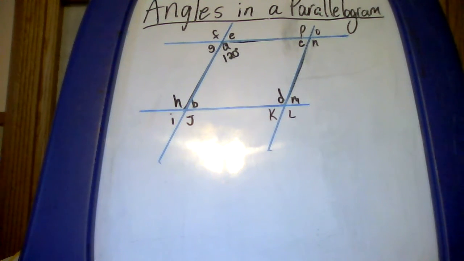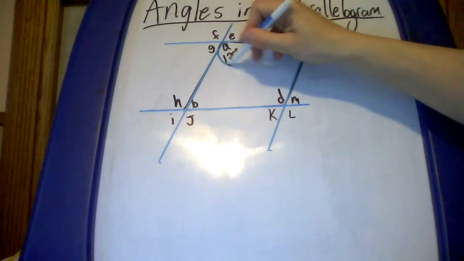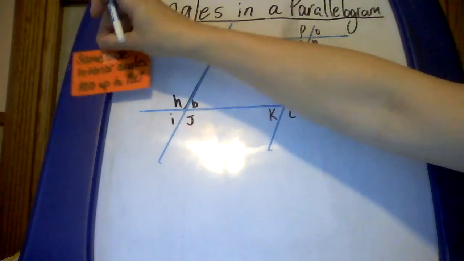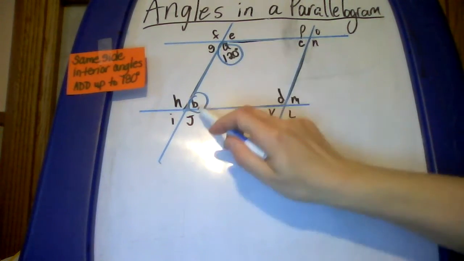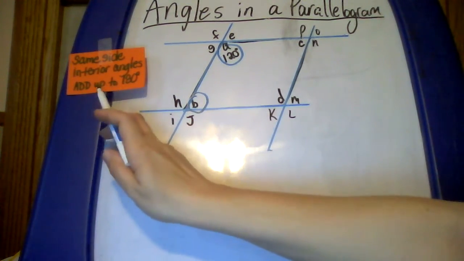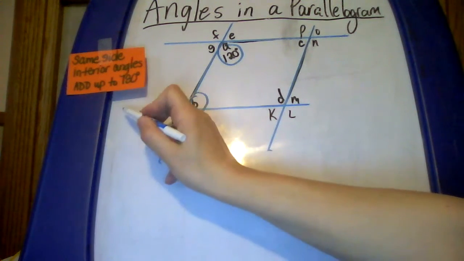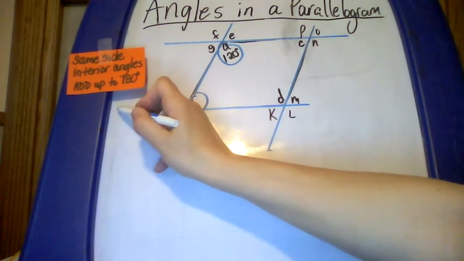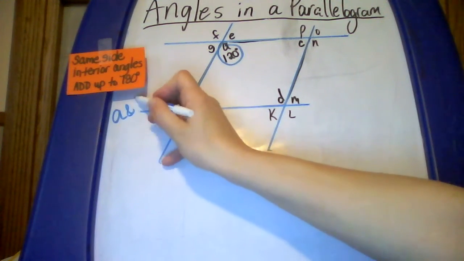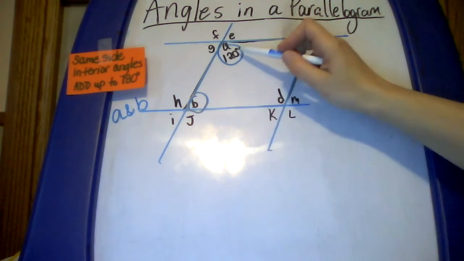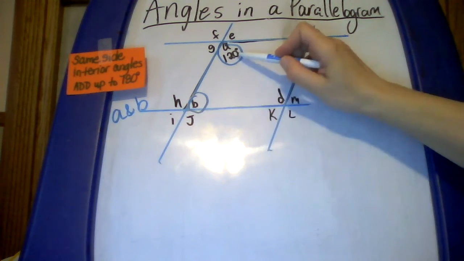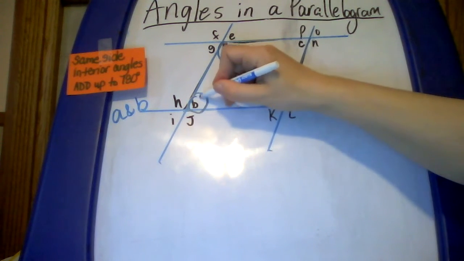So first thing I want to point out is that I'm going to use angle A and B. Angle A and B are same side interior angles, so we know they add up to 180 degrees. Again, same side interior angles, A and B. So since those two angles add up to 180 degrees, I know B must be 60 because 60 plus 120 is 180. So I'm going to label B as 60 degrees.